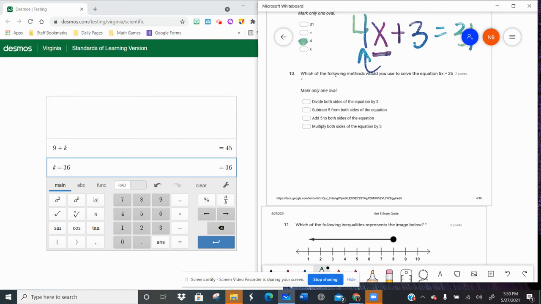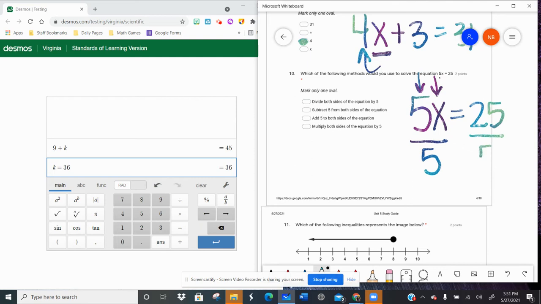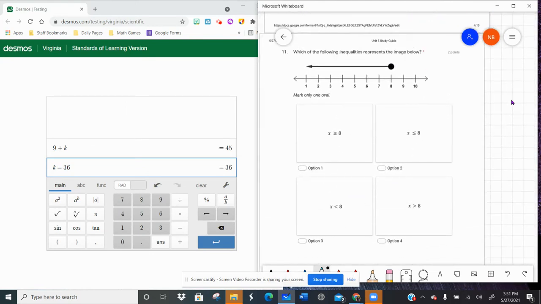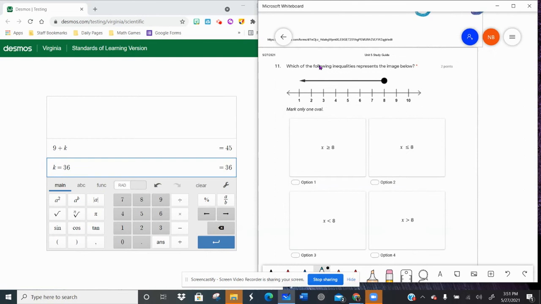The next one says, which of the following methods would you use to solve the equation 5x equals 25? Well, when I see a coefficient, the 5, next to the variable, the x, that means to multiply. So to solve, I would do the opposite of multiply, which is divide. So I would divide both sides by 5 to solve. Remember, you're always doing the inverse operation.